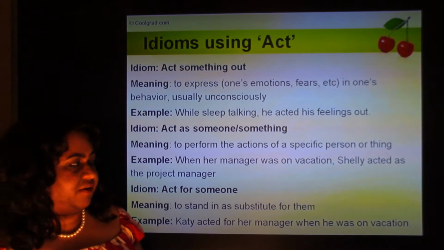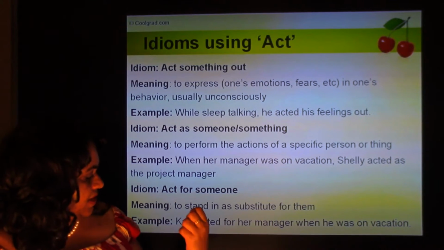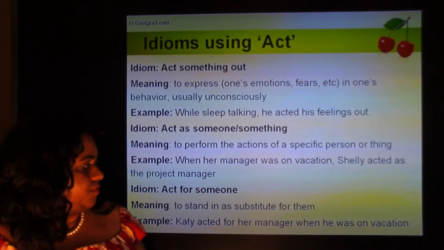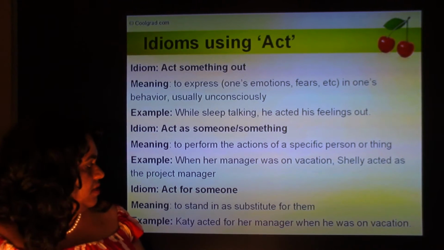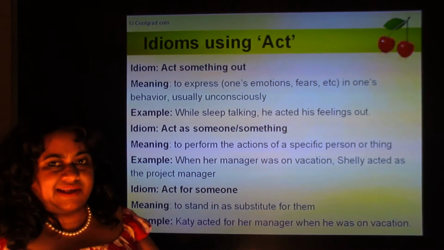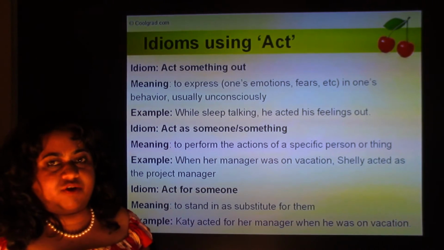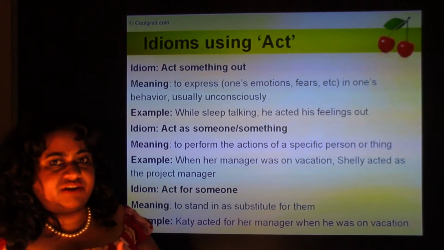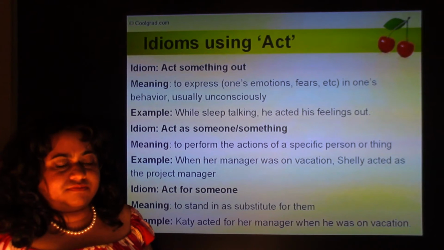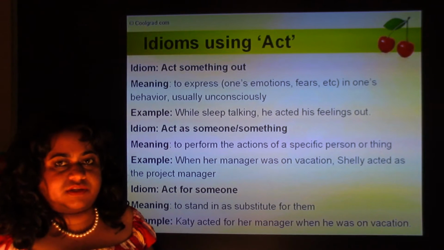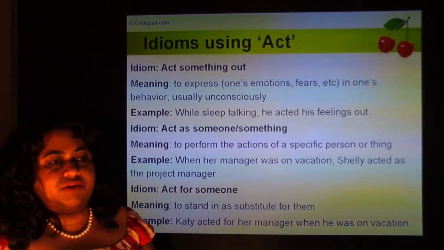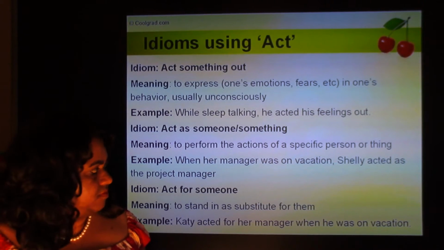They're kind of similar. For example, Katie acted for her manager when he was on vacation. Act for someone is not used as frequently, I guess, as act as someone. So act as the manager, the acting manager, or she acted for her friend in the play, or acted for her teammate in the game. It's like when you're doing the work of that person.